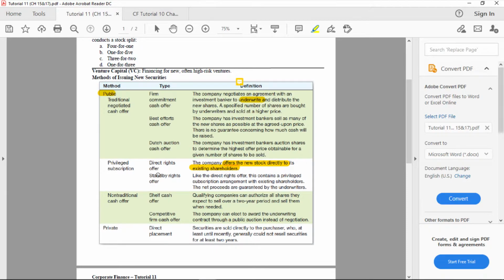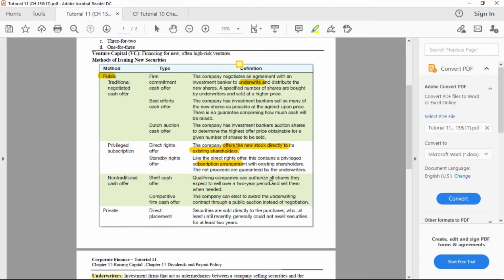So they offer their stocks to their existing shareholders. And the second one is the standby rights offer, which primarily looks like the direct rights offer, but contains a privileged subscription arrangement with existing shareholders. So the net proceeds are guaranteed by the underwriters. So there's a guarantee. That's how to differentiate the standby and direct.